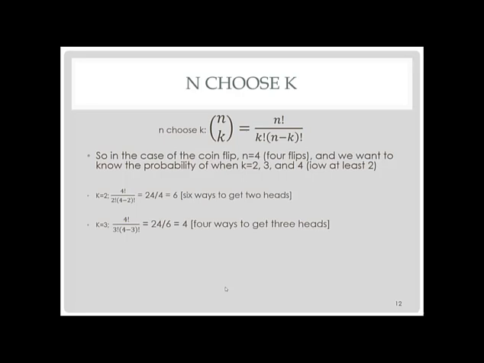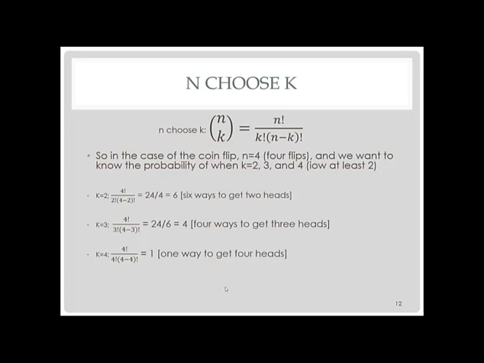This is the same thing we found when we wrote out all of the possible combinations. Let's do it again for 3. K equals 3. We have 4 factorial over 3 factorial times 4 minus 3 factorial. This is 24 divided by 6 equals 4, and so there are 4 ways to get 3 heads. Then we have K equals 4, 4 factorial over 4 factorial times 4 minus 4 factorial. We know that 0 factorial is 1. 4 factorial divided by 4 factorial is 1. So there is one way to get 4 heads.